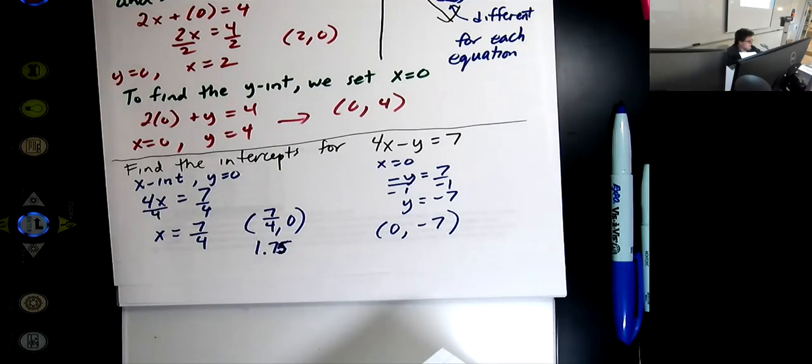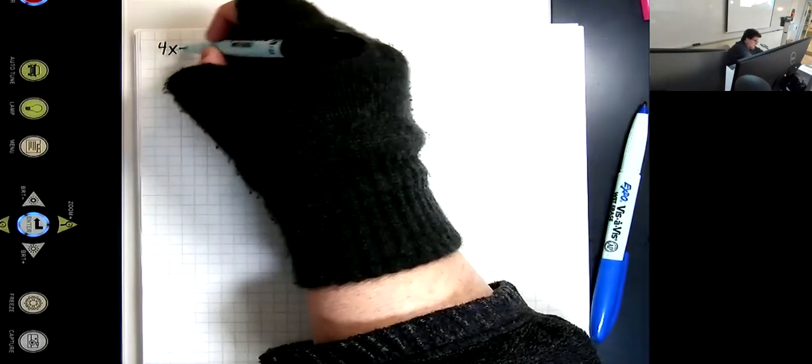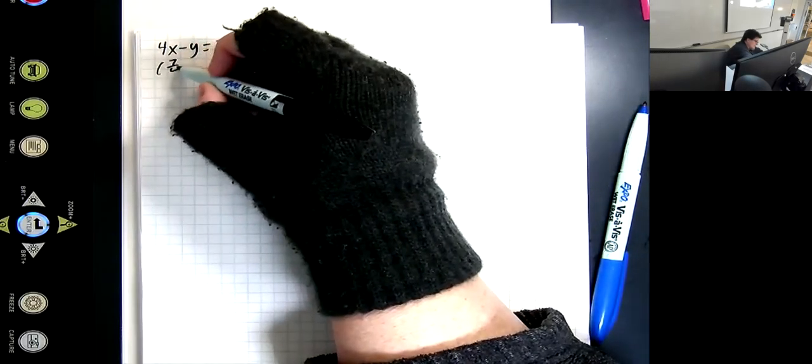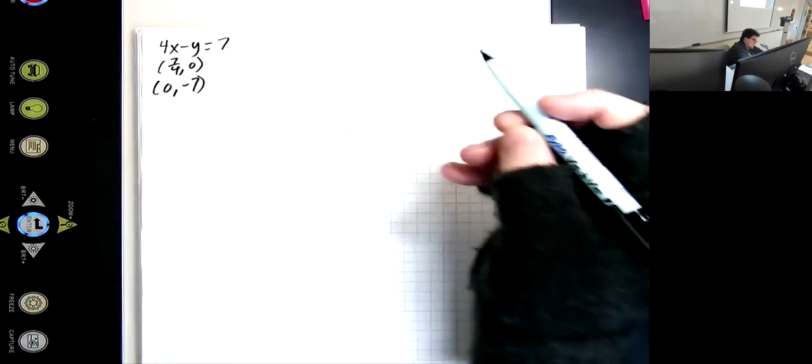Guys ready for more? All right, we're going to use those points and show graphing them. So for 4x minus y equals 7, we had the points (7/4, 0) and (0, -7). And we'll do that one first.